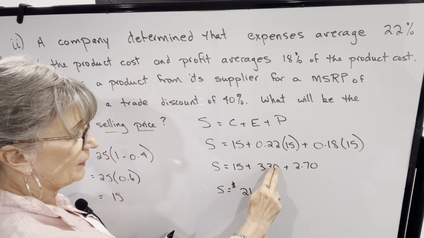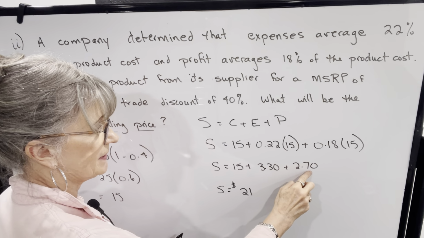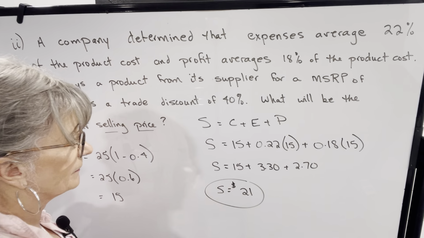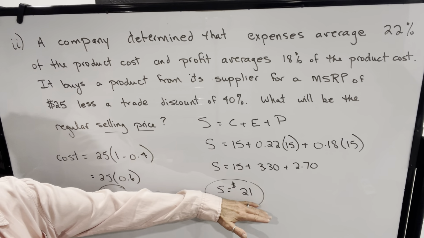If you want these values separately, this is $3.30, this is $2.70. When we add all this together, we get a selling price of $21. So the company's cost is $15 and the selling price is $21.